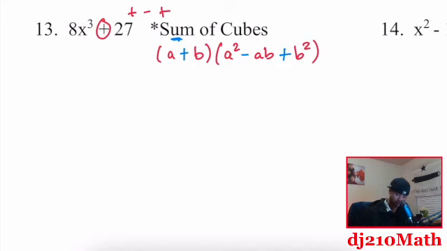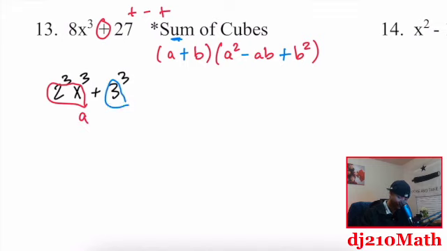8 can be rewritten as 2 cubed, 2 times 2 times 2. X is already cubed, naturally. And 27 is really 3 cubed. So knowing your cubes really comes in handy. The A in this case is 2x. The B is going to be 3. So now we know our A, we know our B, we just drop them into the formula.